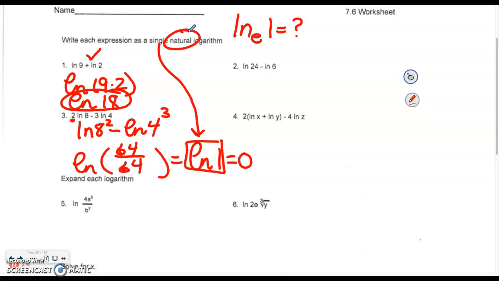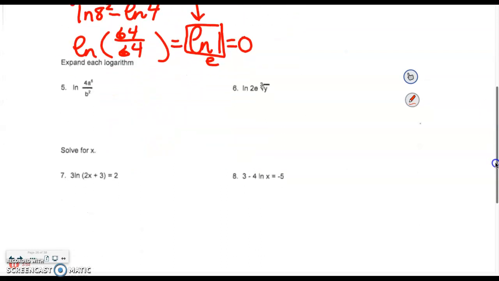Do you guys get why I said that's 0? What's anything to the 0 power? 1. So even if you tried it on your calculator using your ln button and did ln 1, it'll say 0. Now this one, number 5, girls at home, goes in reverse.